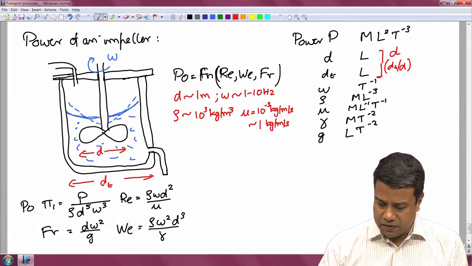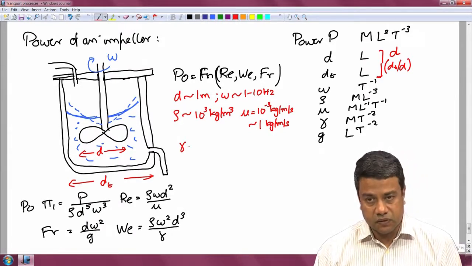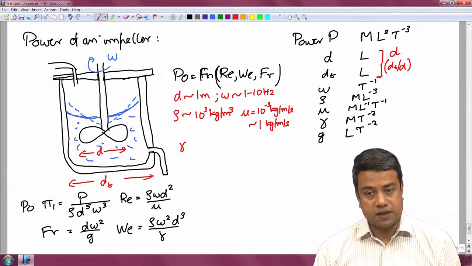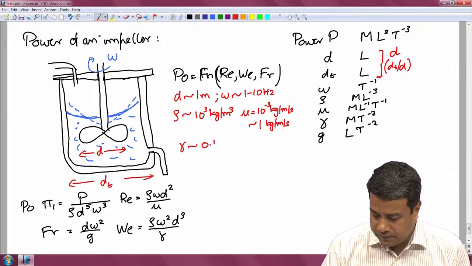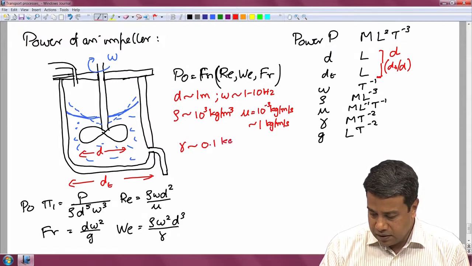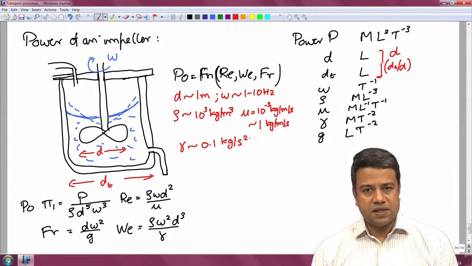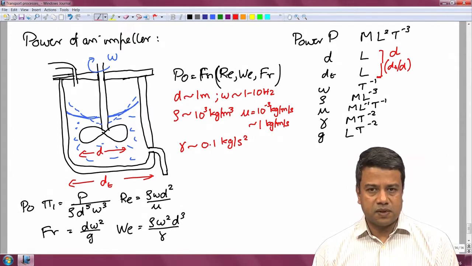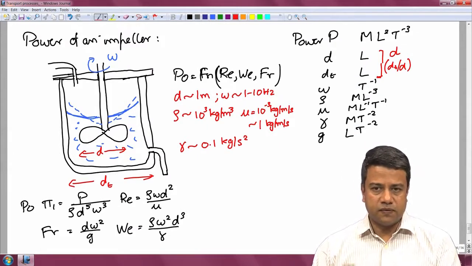And the surface tension of water is of the order of 0.072 kg per second square. So it is of order 0.1 kg per second square. So with these kinds of parameters we need to estimate what are these dimensionless groups and then use that in order to simplify the problem.